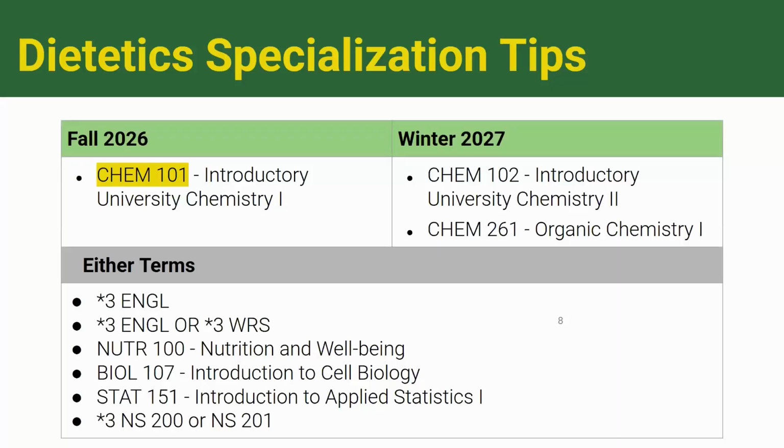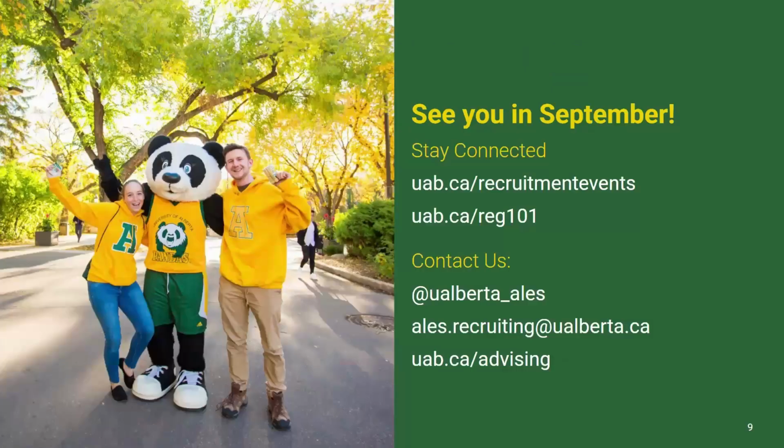For fall, you will want to make sure you are scheduling Chemistry 101, as this is a prerequisite for the other chemistries that you will need to take in winter 2027. In winter 2027, you will need to take Chem 102 and Chem 261. Then, lastly, when you are scheduling, take a look at your schedule to see where you can fit these other courses. They can either be taken in fall or winter term. This would include your English or writing studies, Nutrition 100, Biology 107, Stats 151, and lastly, Native Studies 200 or Native Studies 201.